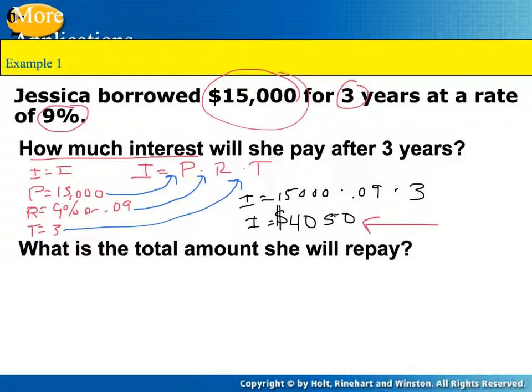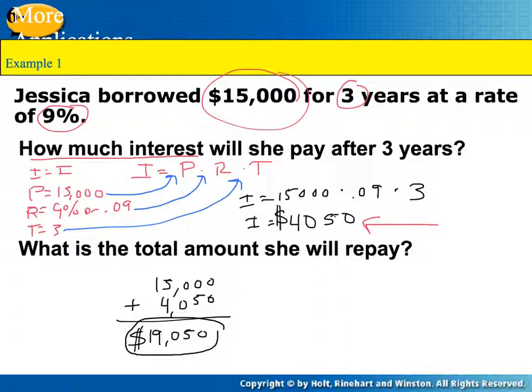So you have to take this 15,000, that original amount, and add your interest on top of it. Your total is equal to your principal plus interest. When you add this, you get $19,050. So, what does this mean? After 3 years of borrowing that original $15,000, you will repay $19,050. Nice.